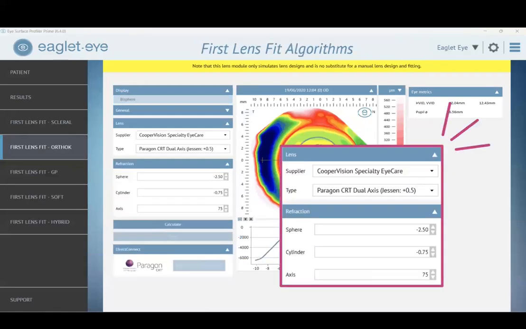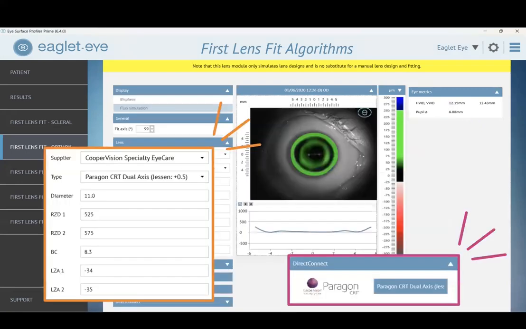Now, our first fit algorithm in this case was a Paragon CRT. And so using the digital software, no different than any other algorithm that's out there for empirical design for OrthoK with other manufacturers and topographers, you can put in your starting refraction, astigmatism, and choose lens design.